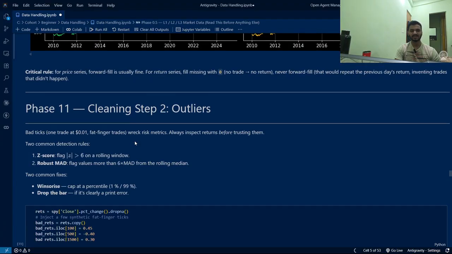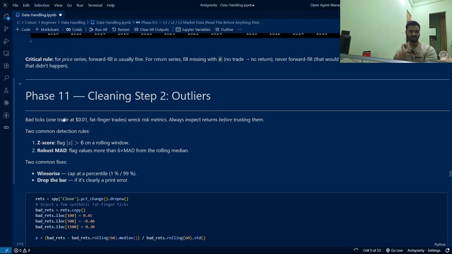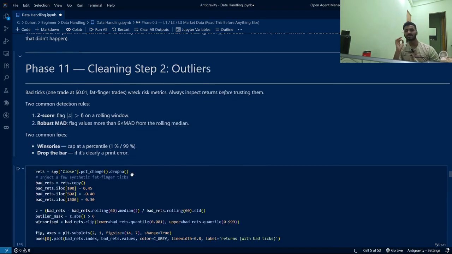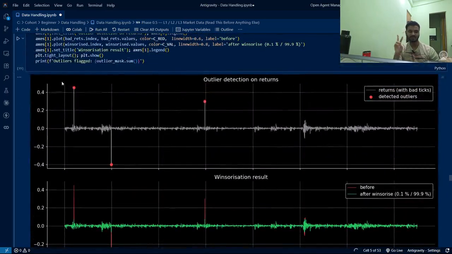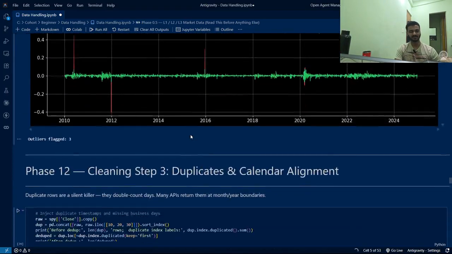Then you've got your cleaning step 2. That's your outliers, bad ticks, basically your fat finger trades, risk matrix. Always inspect returns before trusting them. If your Z-score flag is above 6 on a rolling window, that's one of your common detection rules. Robust MAD: flag a value more than 6 times the MAD from the rolling median. Two common fixes: winsorize, capping at a percentile, 1st percentile or 99th, right? Or drop the bar if it's a clear print error. Simple outlier detection, right? You can drop it.